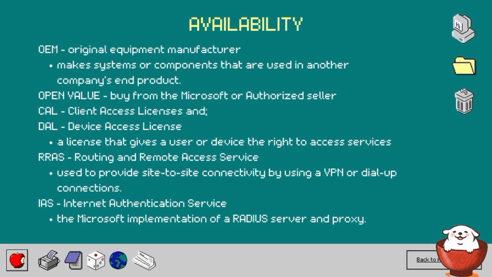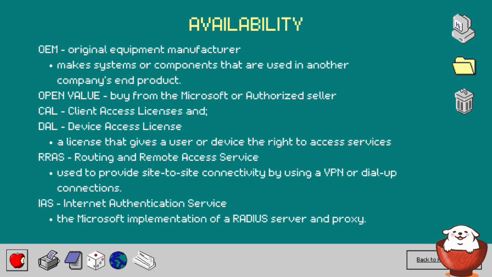This makes systems or components that are used in other companies and products. It also contains open value, which is bought from Microsoft or the authorized sellers: the CAL, or the Client Access License, and also a DAL, a Device Access License. It is a license that gives a user or device the right to access services.